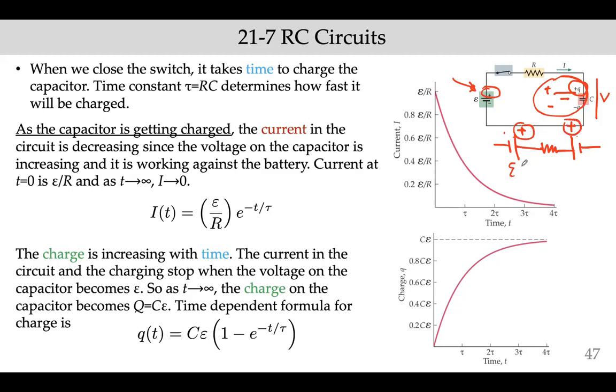So this battery is trying to create current in this way, and this capacitor, after it's getting charged, will have some voltage on it. Why? Because when there's charge, it creates voltage, and it will try to create current in the opposite direction. So this capacitor, as it gets charged, starts working against the battery in the circuit. That's why the current in the circuit is decreasing as the capacitor is getting charged. And that's plotted here.